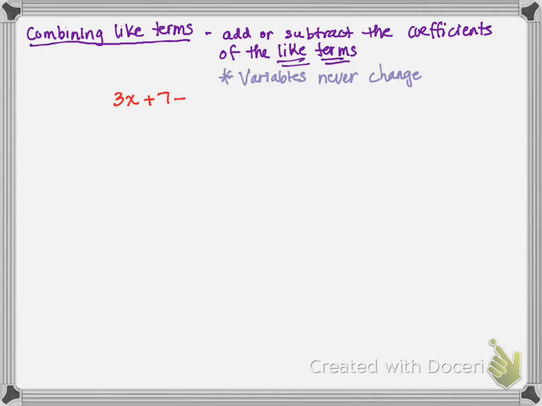3x plus 7 plus 3x. So what I'm going to do is use my commutative property and change the order so that my x terms are next to each other, and the constant is going to be at the end. Now this is pretty standard, to always have the constant at the end. So I'm going to write that little note here.